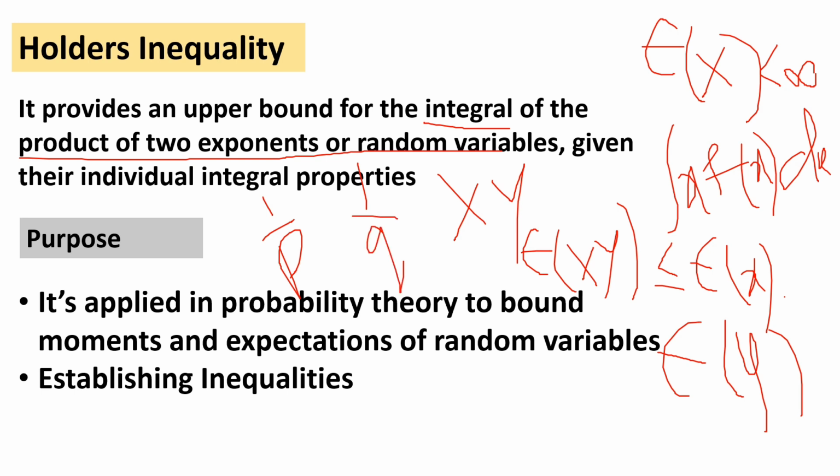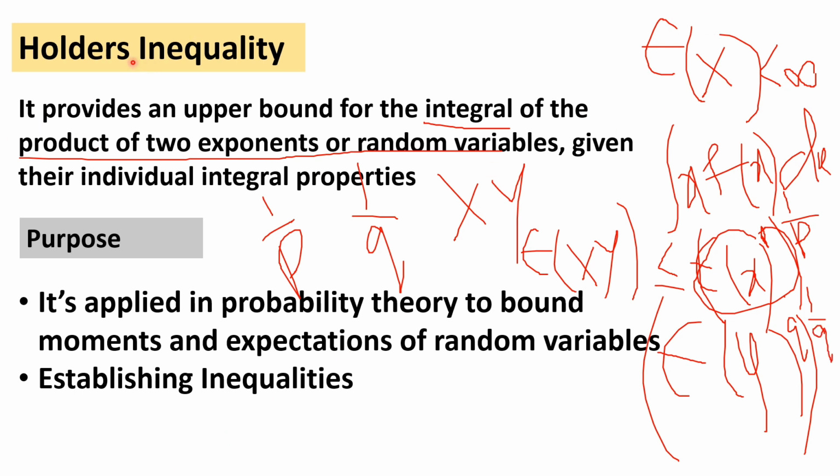So I can write it as the random variable, expectation of X to the pth moment, which is 1 by p. Therefore expectation of X to the power of p, whole to the power of 1 by p, and expectation of Y to the power of q, whole to the power of 1 by q. I can write it as 1 by q. These types of upper bounds are provided by the Hölder's inequality.